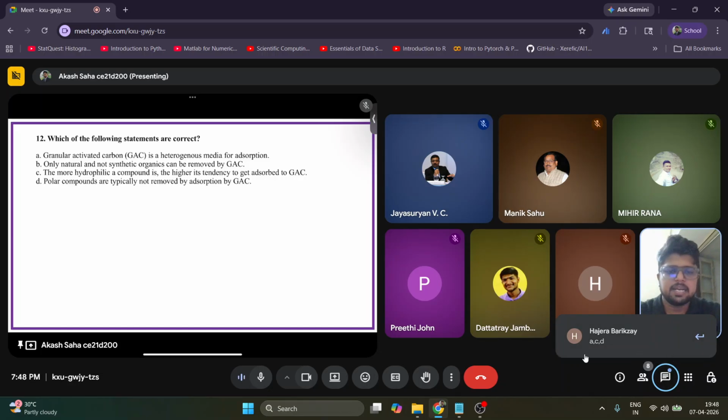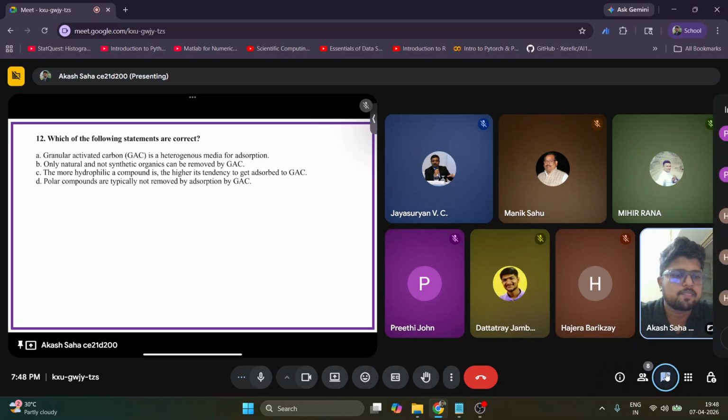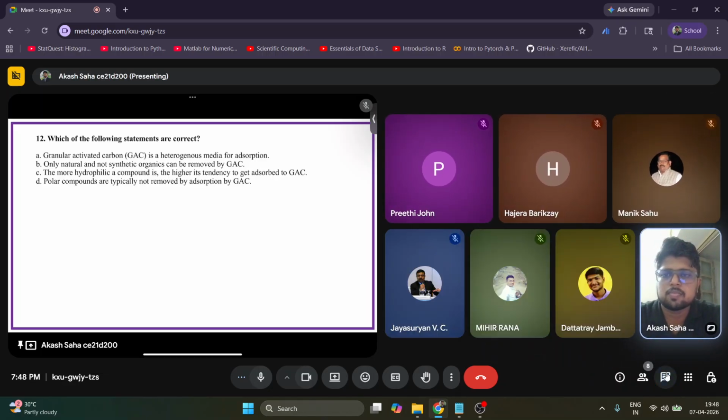Option A, C, and D. Any other answer? So option A is definitely correct because it's a heterogeneous media for adsorption. That is fine. Then B is not correct because not only natural, but also synthetic organic compounds can be removed. It depends on the molecular size, the polarity, or the solubility. It's not about synthetic or non-synthetic.